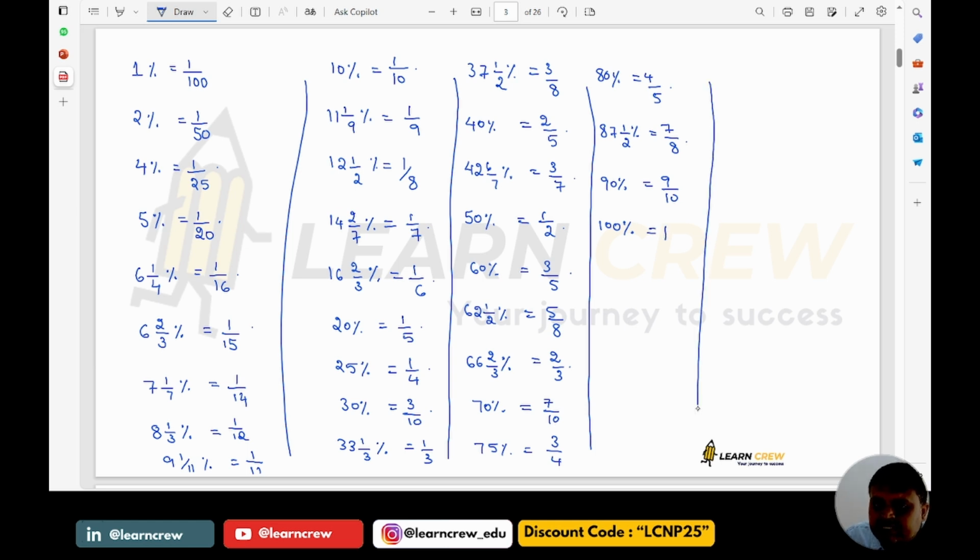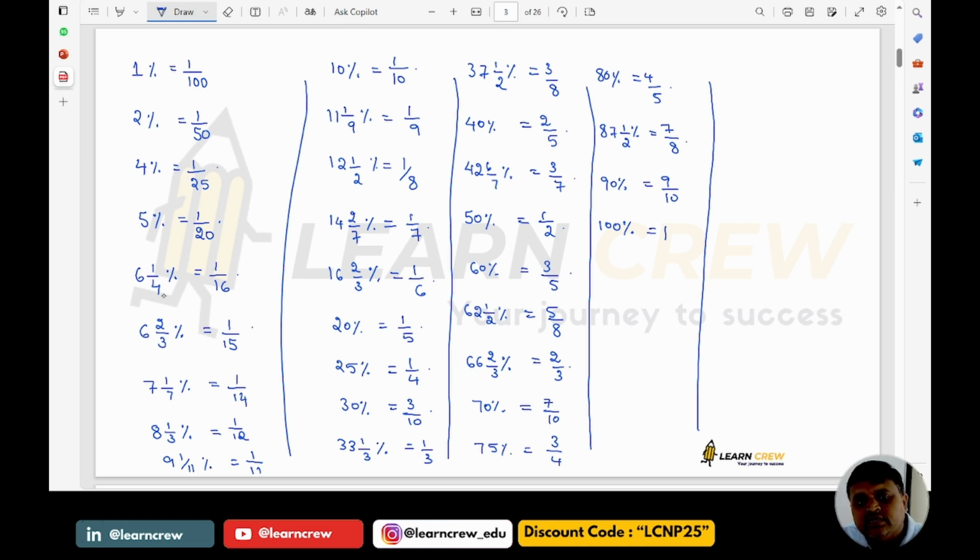So 100 percentage means full value. 1 means full value, complete value. So see here 1, 2, 4, 5. These percentages can easily be remembered. 1 percentage is 1 by 100, 2 percentage is 1 by 50, 4 percentage is 4 by 100, 5 percentage is 5 by 100. Easily you can cancel and you can remember.